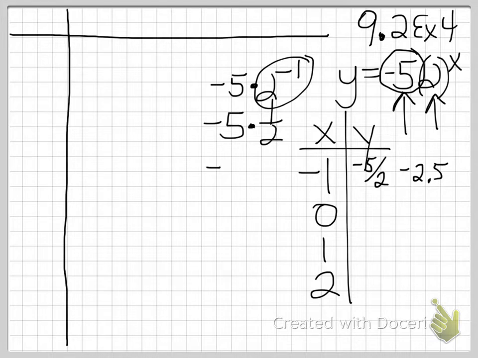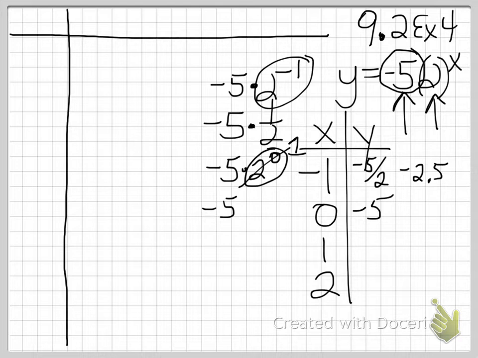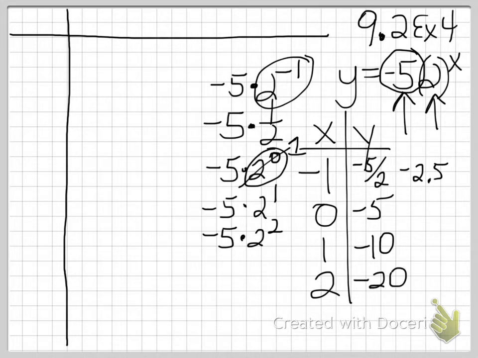When you plug in 0, you're going to have negative 5 times 2 to the 0 power. Remember, 2 to the 0 power. Anything to the 0 power is 1. 1 times negative 5 is negative 5. Plug in negative 5 times 2 to the positive 1, okay? 2 to the positive 1 is just 2. 2 times negative 5, that's negative 10. And then negative 5 times 2 to the 2. And 2 to the 2 is 4. 4 times negative 5 is negative 20.